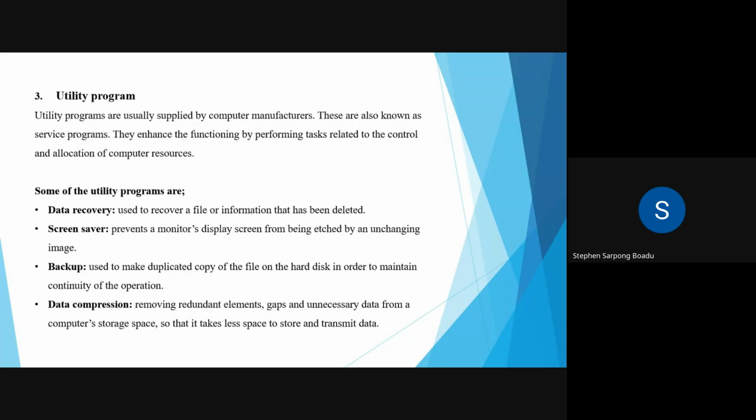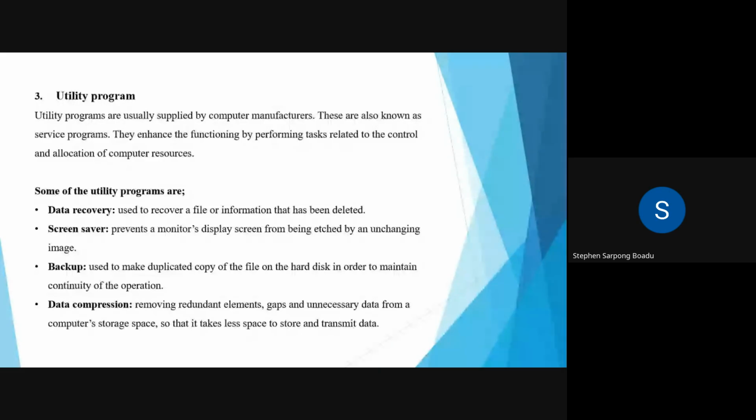It says removing redundant elements, gaps, and unnecessary data from a computer's storage space so that it takes less space to store and transmit data. Sometimes data can have redundant files, meaning some files appear so many times, or there is some unnecessary data in it. What data compression does is remove this unnecessary data.